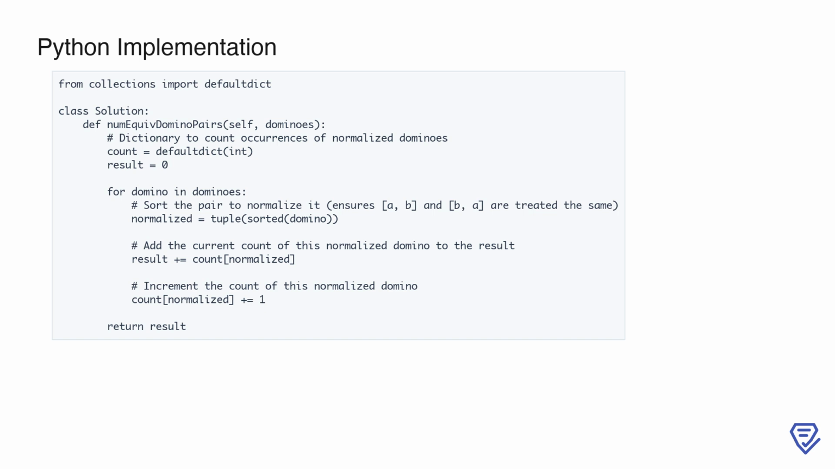2. Initialization. A count dictionary is initialized to store the frequency of each normalized domino pair. The result variable will accumulate the total number of equivalent domino pairs. 3. Normalization. For each domino in the input, we sort the pair using sorted(domino), ensuring [A, B] and [B, A] are treated identically. The sorted pair is converted into a tuple, since lists are not hashable, and stored as normalized.